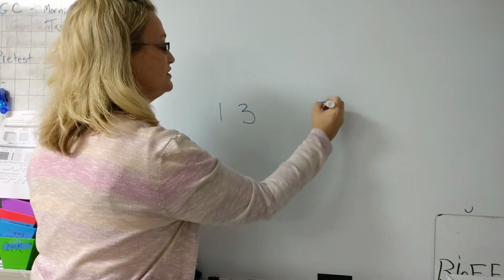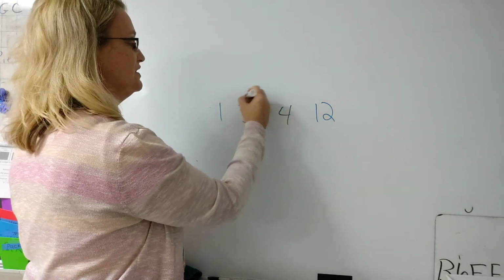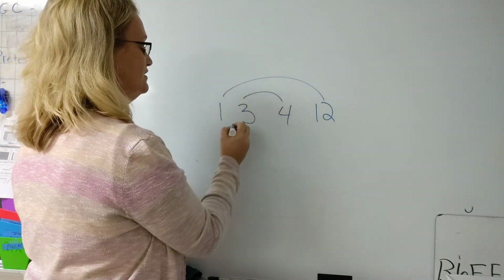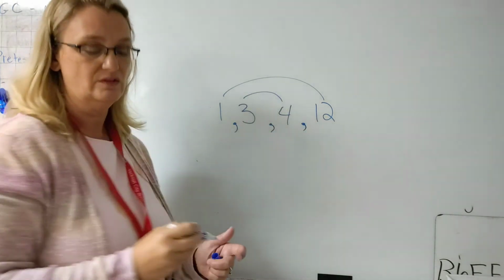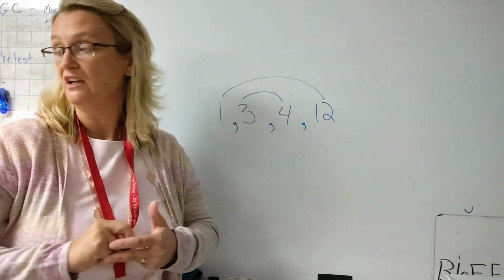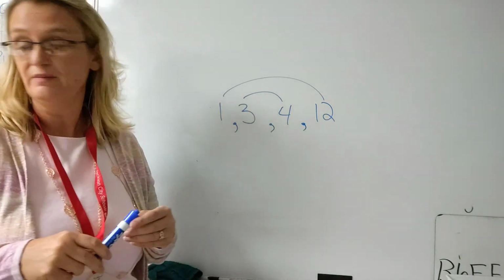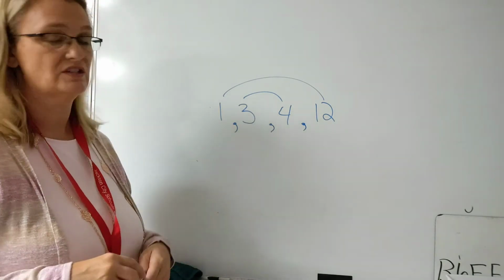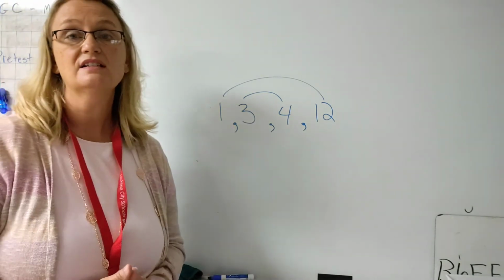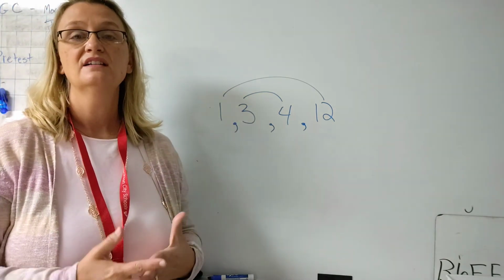1 times 12 is 12. 3 times 4 is 12. All right, that gives us our rainbows. So to enter it, it would look like this, because on this one it says enter it from smallest to biggest. So 1, 3, 4, 12. No spaces, just commas.